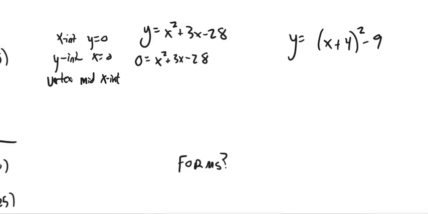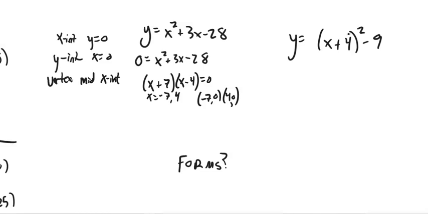So the way that I'm going to solve that is by factoring it. And so I want things that multiply to negative 28, add to 3. You can use the box method, whatever you like, but it is going to be x plus 7 times x minus 4 equals 0. So x would equal negative 7 and 4. There's my x-intercepts right there. I've got the point negative 7, 0, and the point 4, 0.